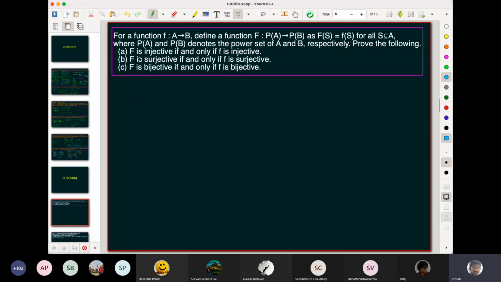How about this one? This says that you have a function small f from A to B and a capital F function from the power set of A to the power set of B such that F of S is equal to small f of S. One thing I would like to clarify here is that by this set I mean the set of all elements t such that f of s is equal to t where s belongs to A. Okay, so this is obviously a subset of B.